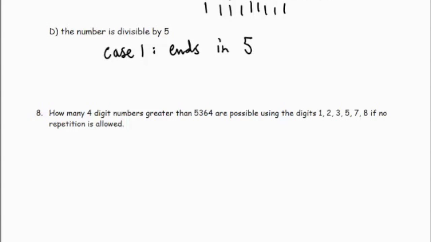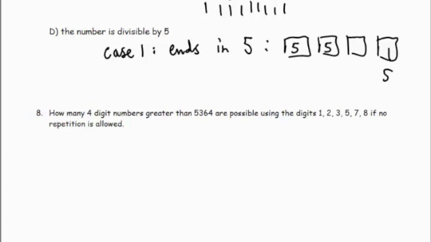Okay, so case 1 ends in 5. Okay, numbers divisible by 5 end in either 0 or 5. So those that end in 5, 5's here, so this is 1.